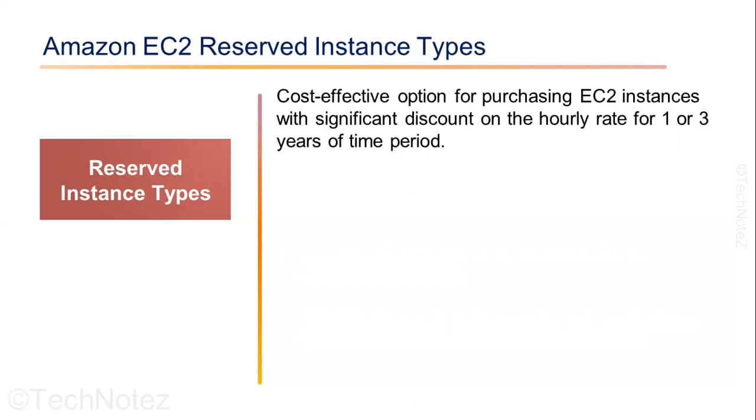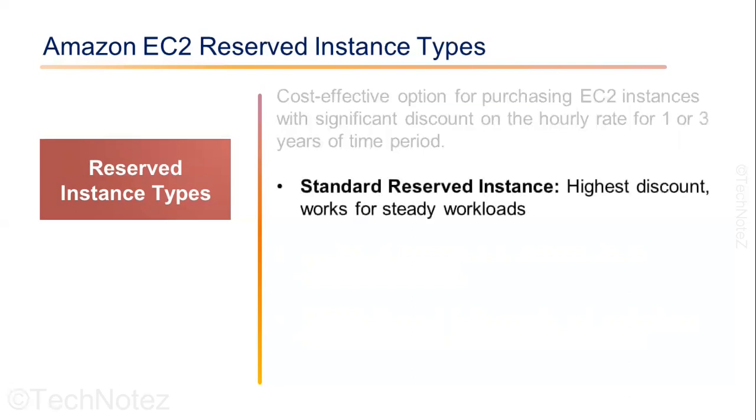There are different types of reserved instances. Standard reserved instances. Standard reserved instances provide the highest discount and work well for steady workloads, but customers are locked into the instance type for the duration of the commitment period. What that means is if you want to get a bigger instance type, you cannot make that change. You are locked in for that period of time, whether 1 year or 3 years.